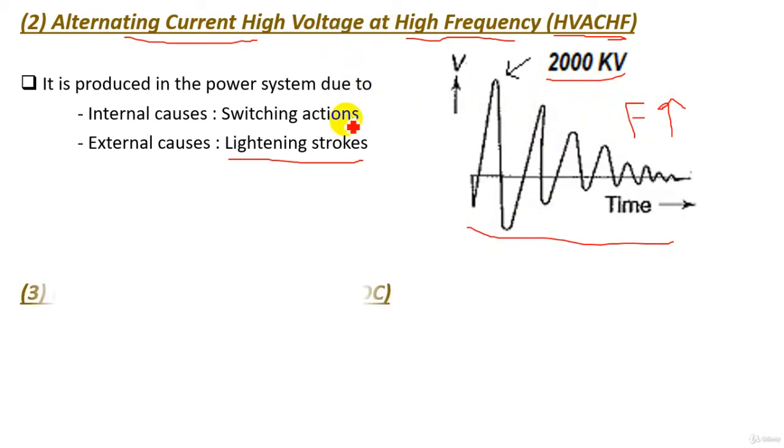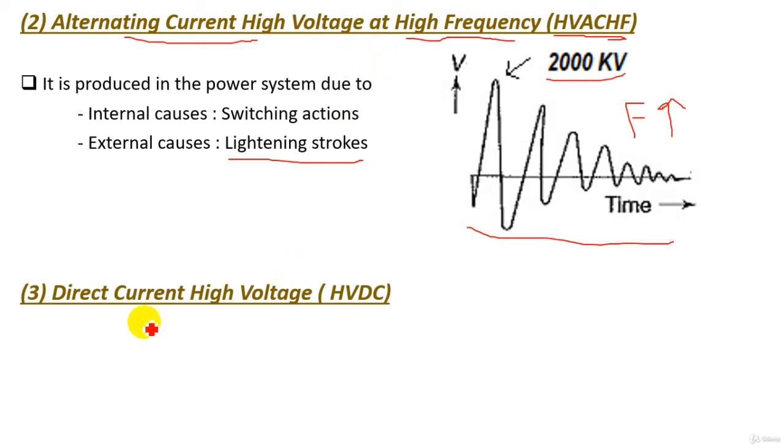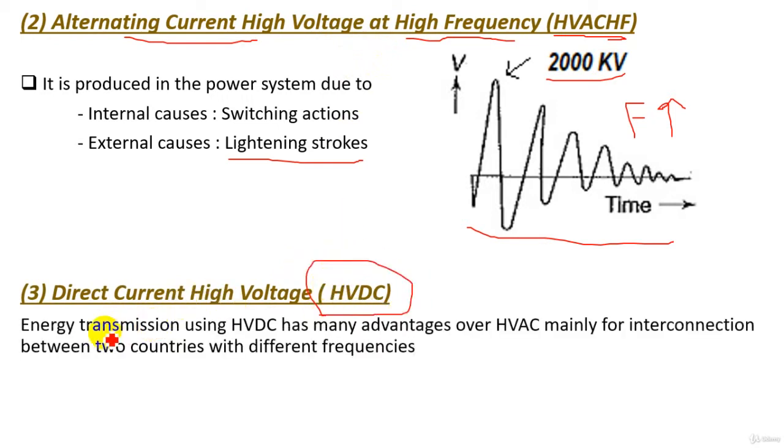The third type is direct current high voltage, which is high voltage DC. This is an important type of voltage, as energy transmission using high voltage DC has many advantages over high voltage AC, mainly for interconnection between two countries with different frequencies. So it's very important for us to generate this type of high voltage in high voltage testing labs.